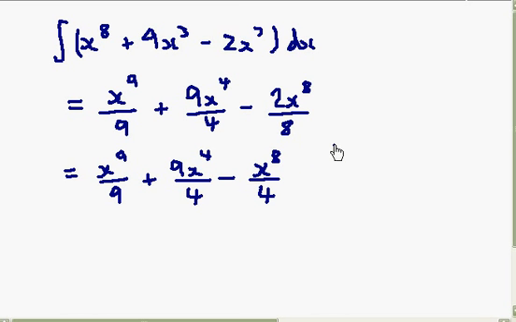One thing that I've gone and missed out, as always, okay, got to be very careful with it, adding a constant, because we're looking at an indefinite integral, okay, because there are no limits on the integrand.